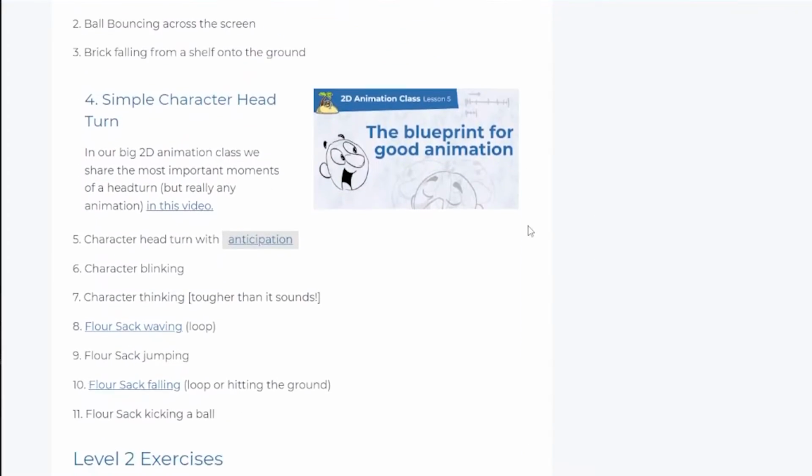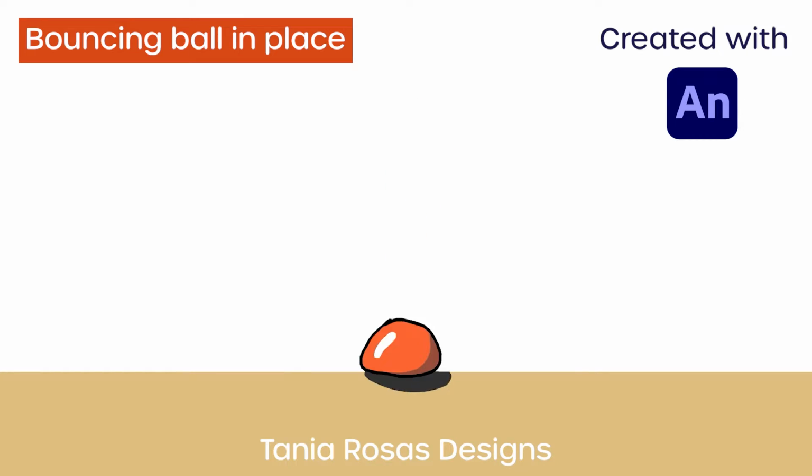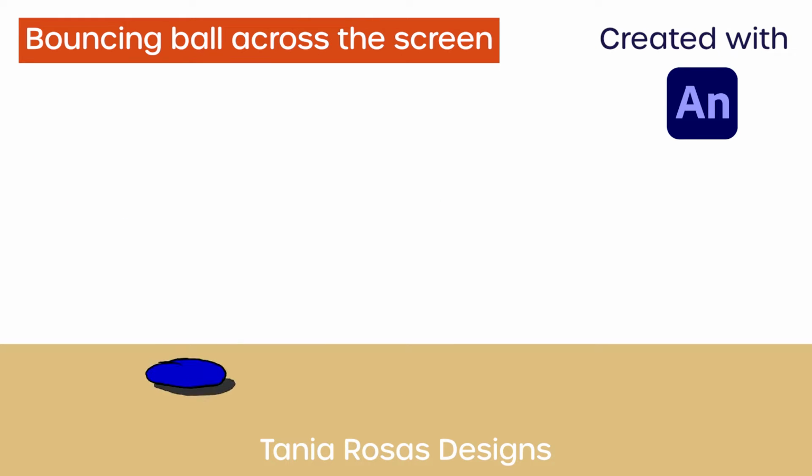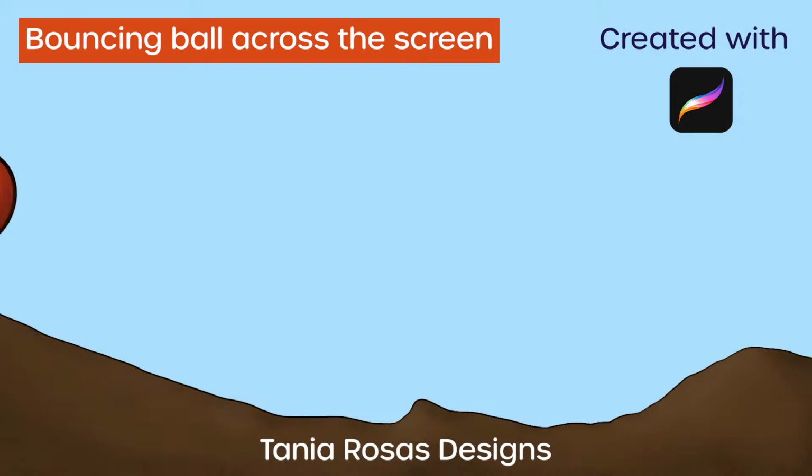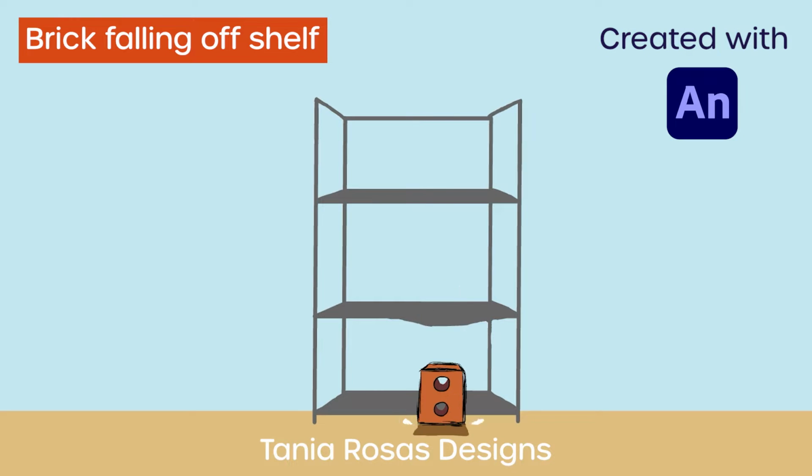I've given it a try myself when I was brand new to animation, and here are a few examples of the exercises that I did based on this curriculum. For example, I created the bouncing ball in place, which is like a looped animation. I've created the bouncing ball across the screen. I created that actually in two different softwares as well, and the brick falling from a shelf onto the ground.